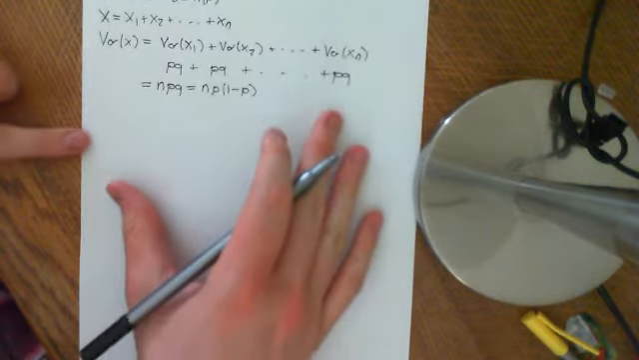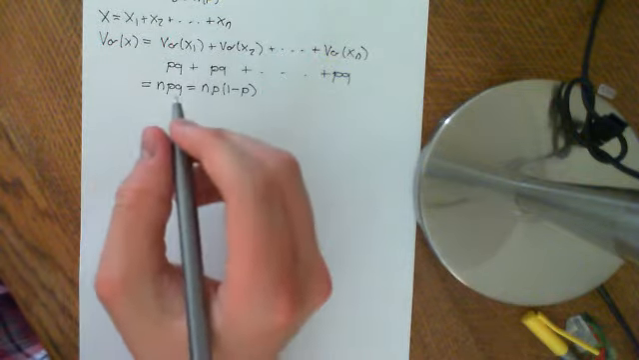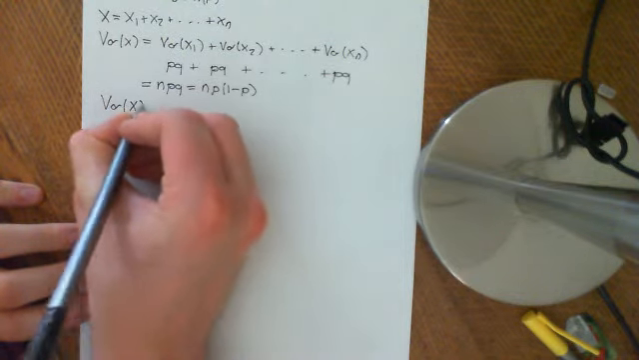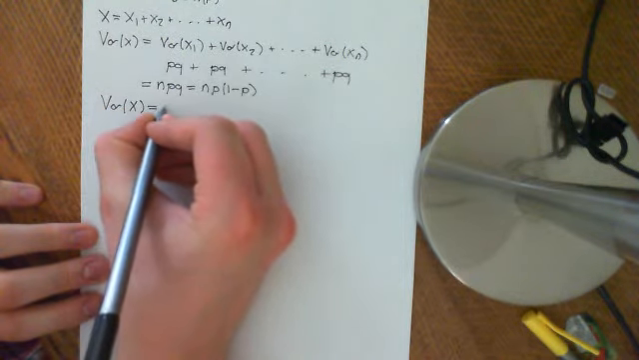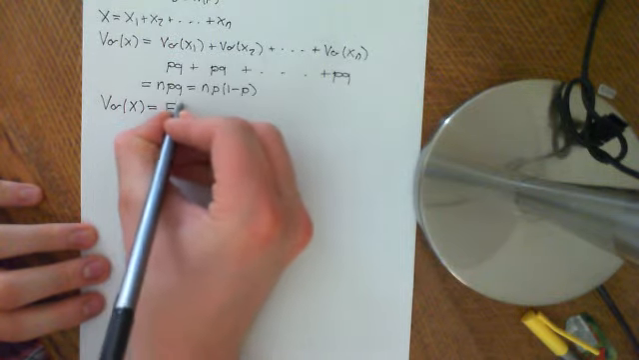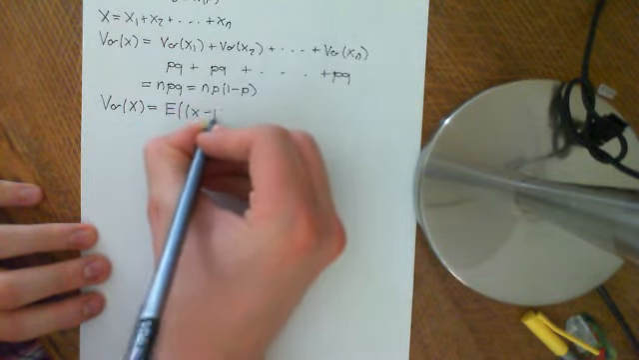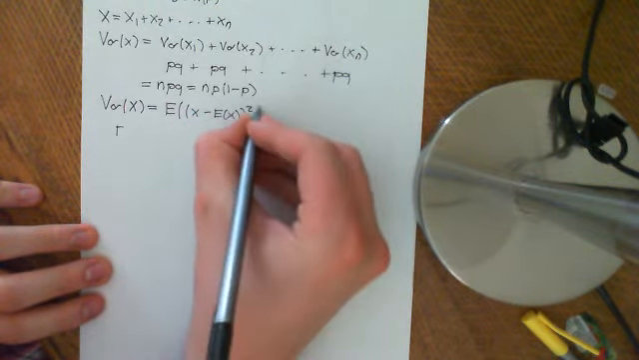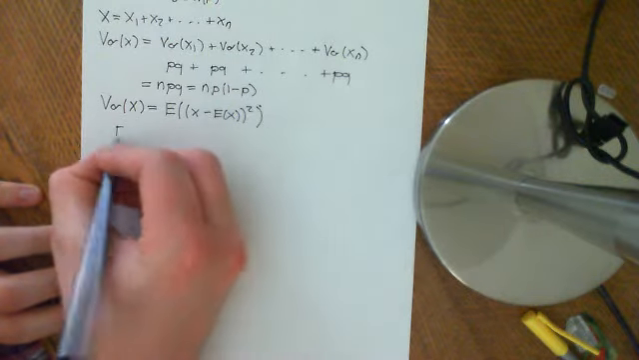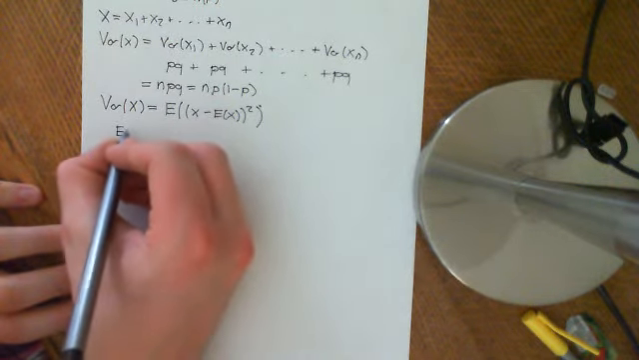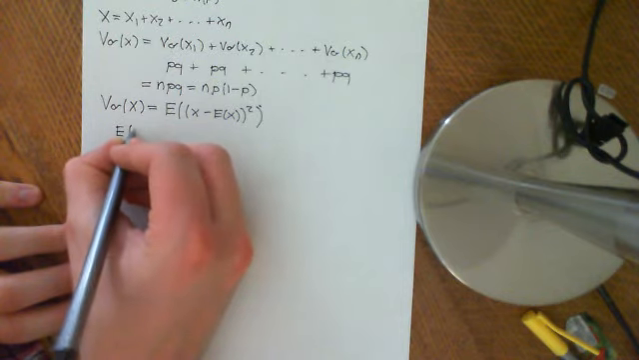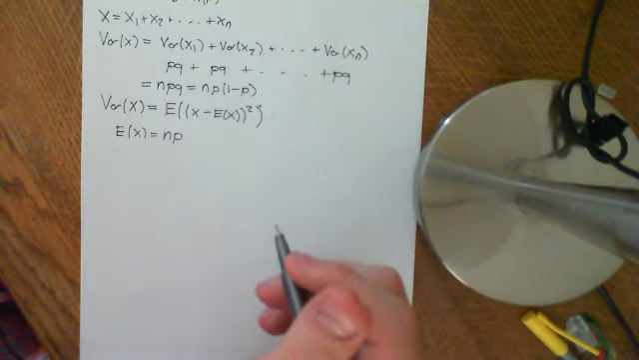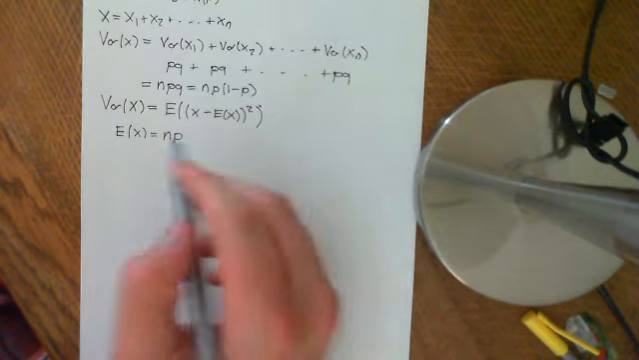Okay, so let's calculate the variance of the binomial distribution in another way. The variance of a binomial random variable x is defined to be equal to the expected value of (x minus the expected value of x) squared. Now we know that the expected value of x is equal to np. Okay, and we'll continue this in the next video.